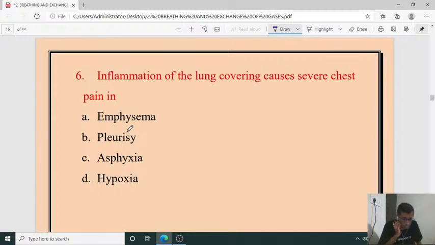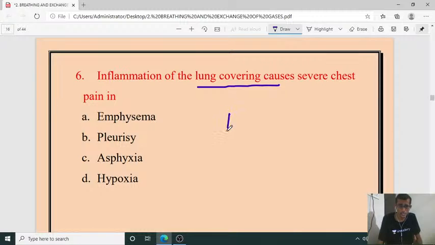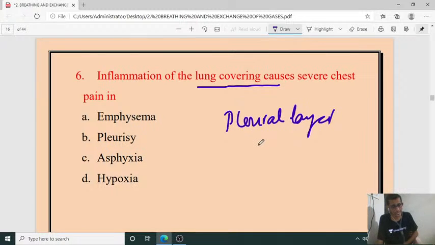Next, the inflammation of the lung covering causes severe chest pain. Lung covering refers to what? The pleural layer. There will be two pleural layers, visceral pleura and parietal pleura. In between the pleural layers we can observe the fluid, which is called pleural fluid.